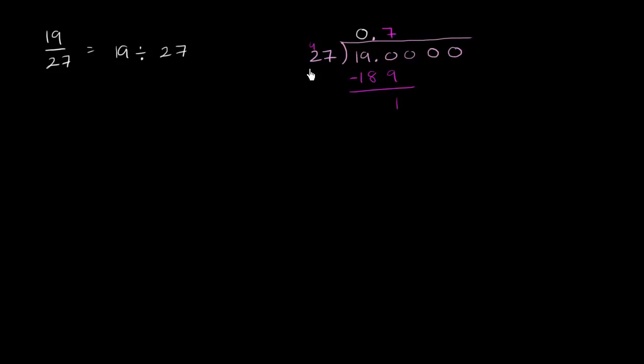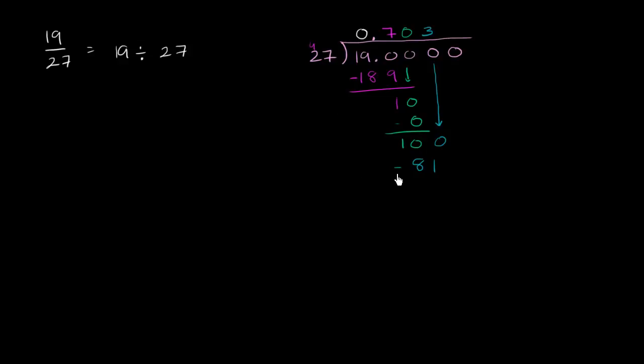We can bring down another 0. 27 goes into 10 0 times. 0 times 27 is 0. Subtract, we have a remainder of 10. But now we get to bring down another 0. So let's bring down this 0 right over here. Now 27 goes into 100 3 times. 3 times 27 is 60, plus 21 is 81. 3 times 7, yep, 21.